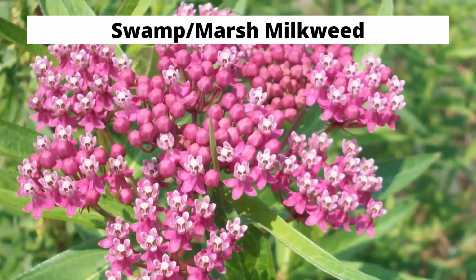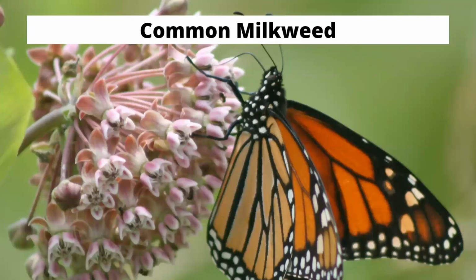Swamp or marsh milkweed is a plant that's generally very easily successful, but like it says, it's a swamp or marsh milkweed, which means it does need some moisture in the soil to be successful. And then common milkweed, which is one that you can very readily get from organizations like Monarch Watch, and local master gardeners probably keep it on hand as well. And these are very easy to plant and keep surviving.